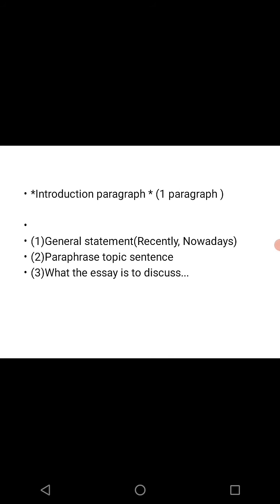First is the introduction paragraph. In this paragraph, there are 3 sentences. First is a general statement. In this general statement, you can start with the words recently and nowadays. Second is a paraphrase of the topic sentence, and third sentence is what the essay is going to discuss.